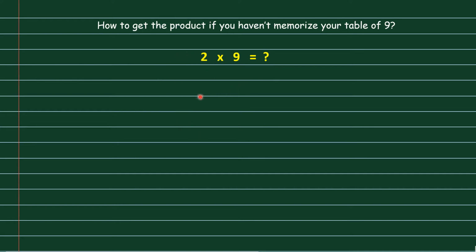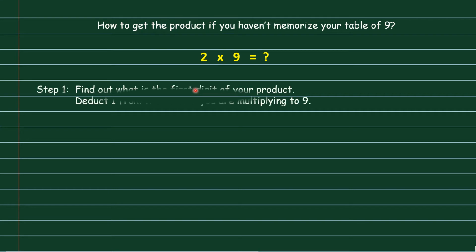Okay, we are done with 0 times 9 and 1 times 9. So now, let's go to 2 times 9. For 2 times 9, we need to follow some steps. Our step 1 is find out what is the first digit of your product. Okay, paano natin hanapin yung first digit ng ating product? Deduct 1 from the number you are multiplying to 9. Okay, babawasan daw natin ng 1 yung number na minomultiply natin sa 9.